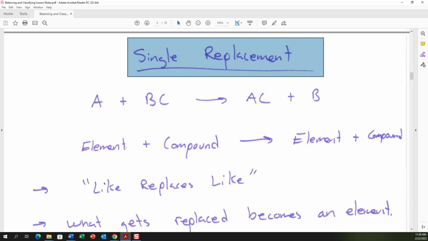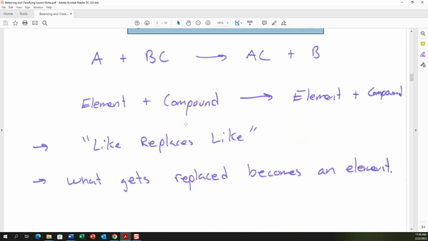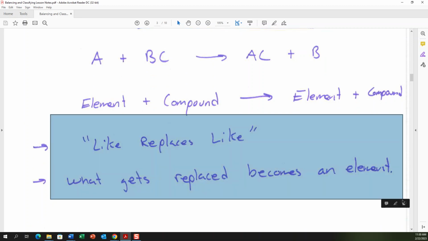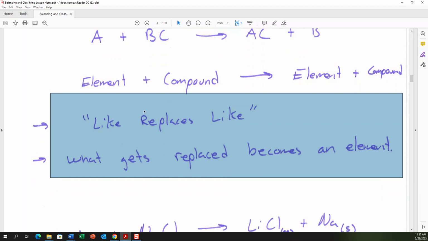And so what you're really looking for is an element in a compound on this side of the equation and an element in a compound on that side of the equation. So if it's element compound yields element compound, that's probably going to be a single replacement reaction, okay? Now, how to determine what's going to replace what, well, we'll get to that when we get to 6-4, predicting the products. But the rule is like replaces like. So if A is a metal, then it's going to replace a metal. If A is a nonmetal, it's going to replace a nonmetal. A halogen replaces halogens, stuff like that, okay?